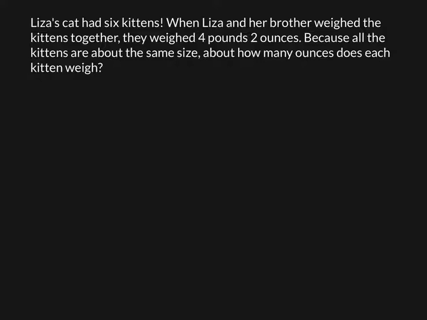Liza's cat had 6 kittens. When Liza and her brother weighed the kittens together, they weighed 4 pounds 2 ounces. Because all the kittens are about the same size, about how many ounces does each kitten weigh?